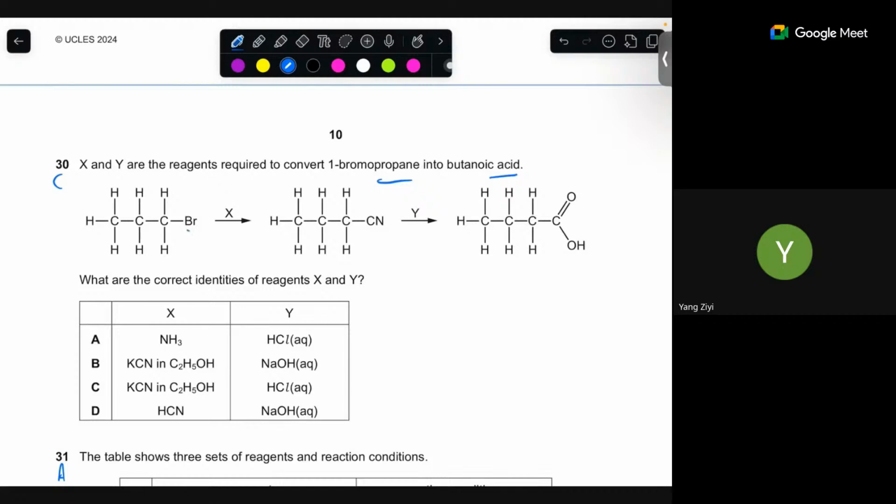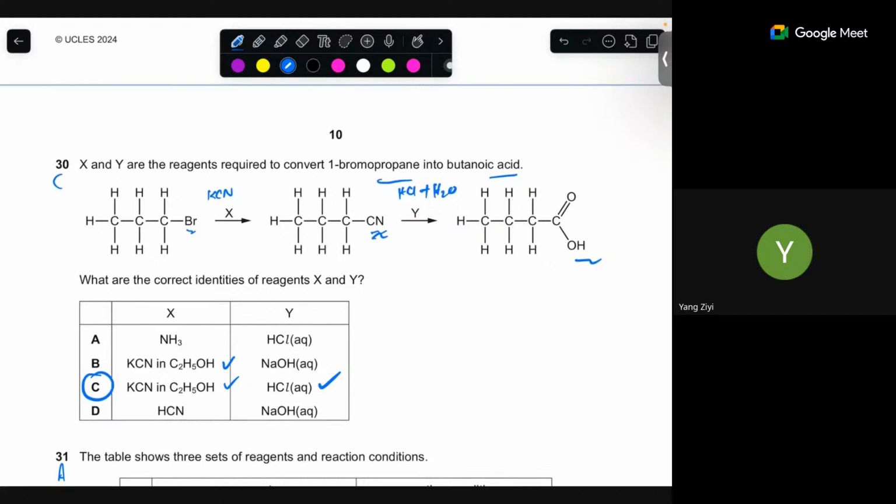Next. X and Y are reagents required to convert this to butanoic acid. You see, from Br to become CN, this one must react with KCN, and KCN must be in ethanol. And then from here to change to this, remember, must be acid with water. The equation, I taught you already. So this one must be HCl, aqueous, so the answer must be C.